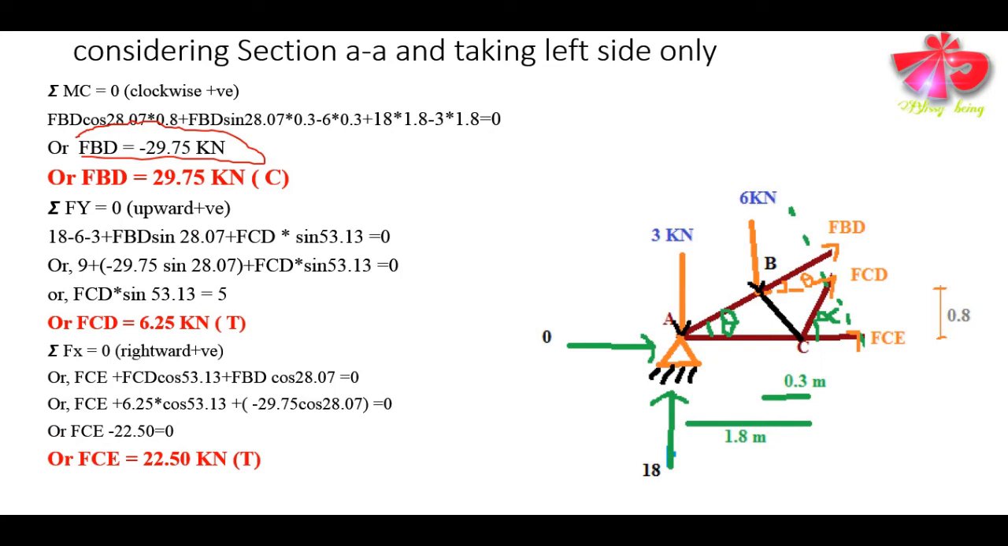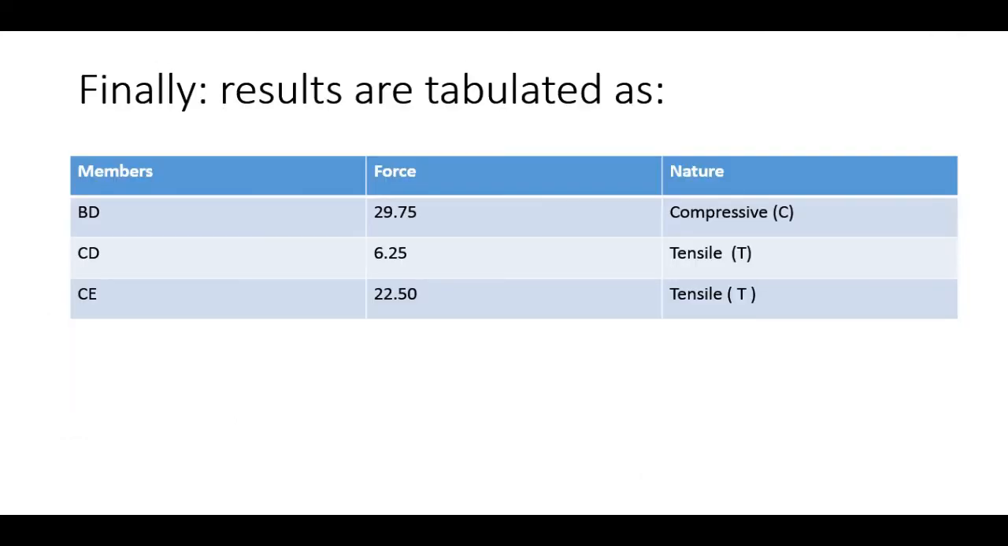Finally friends, what we need to do is make a table as shown here, and write the member, the magnitude of the member force, and the nature of the member force. So the member BD has a magnitude of 29.75 and is compressive in nature, and CD is 6.25, tensile in nature. Likewise CE is 22.50, and again it is tensile in nature. So this is the way we can solve this type of problem in a truss.